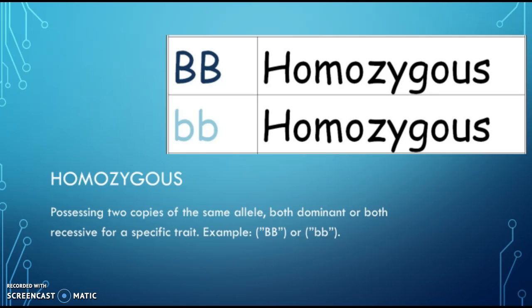Homozygous. Possessing two copies of the same allele, both dominant or both recessive for a specific trait. Example, uppercase B and uppercase B, or lowercase b and lowercase b.